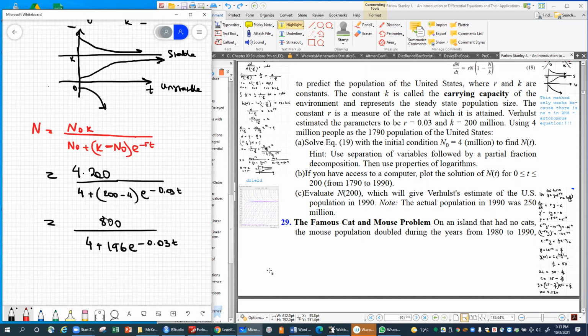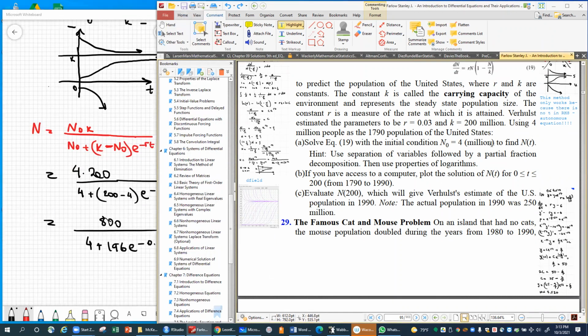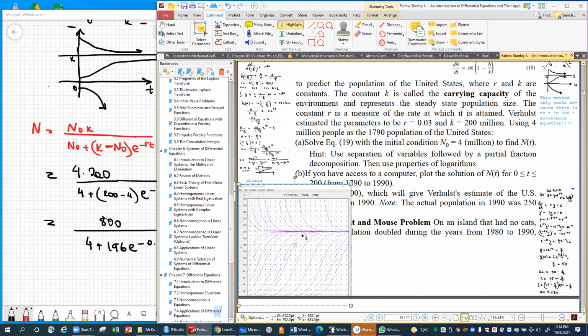Okay, so let's see. So if you plot, the plot is like this, starting and going like that, or decaying exponentially.